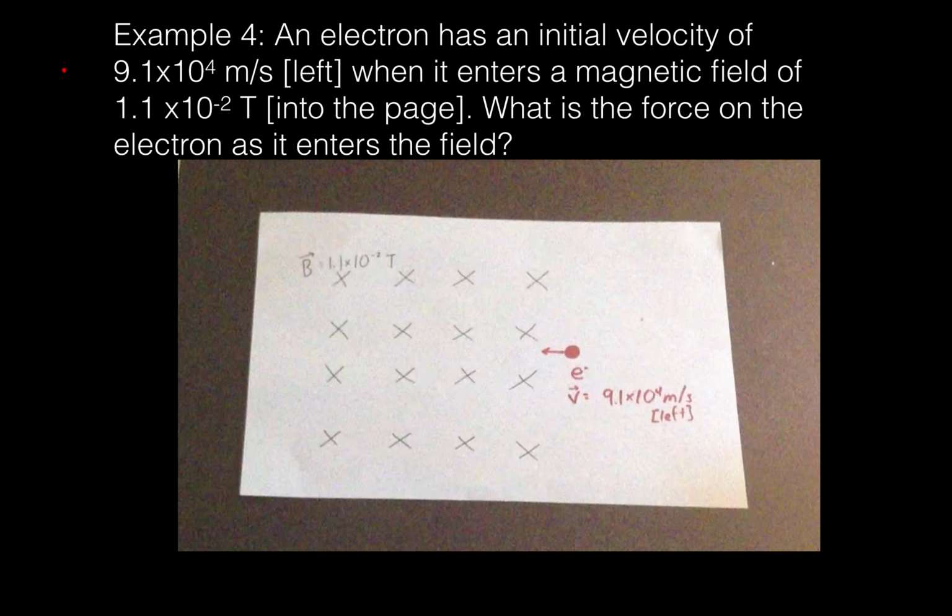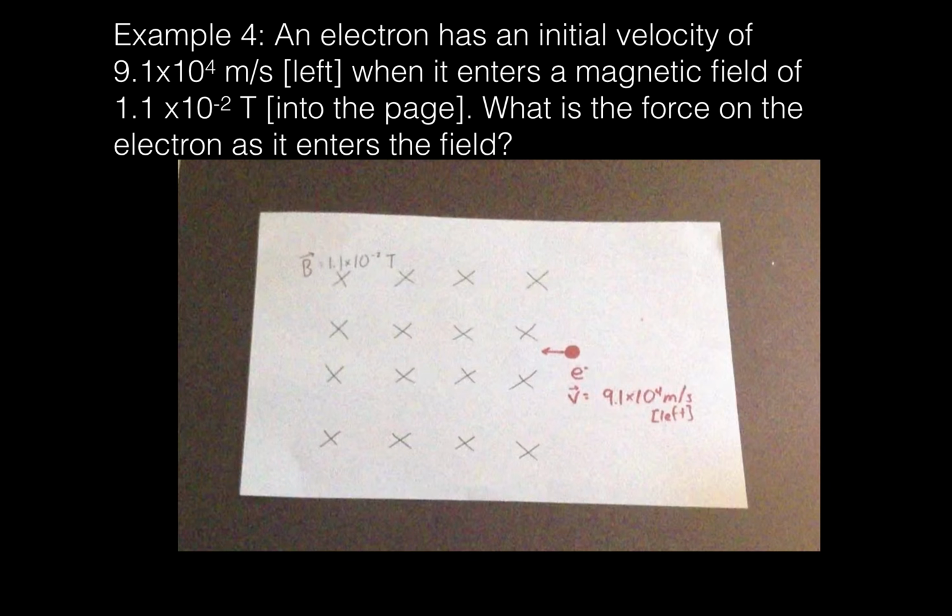We'll start with an easier example. Example 4. An electron has an initial velocity of 9.1 times 10 to the 4 meters per second to the left when it enters a magnetic field of 1.1 times 10 to the negative 2 teslas into the page. What is the force on the electron as it enters the field?